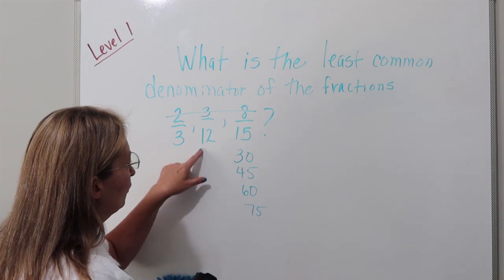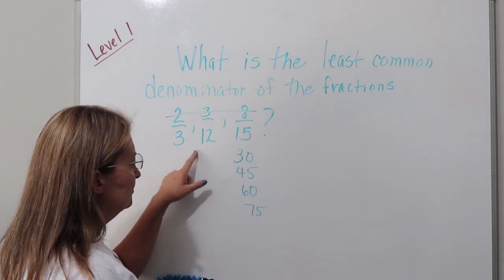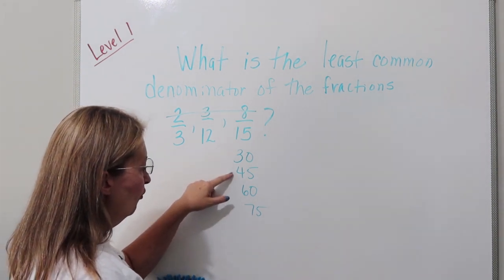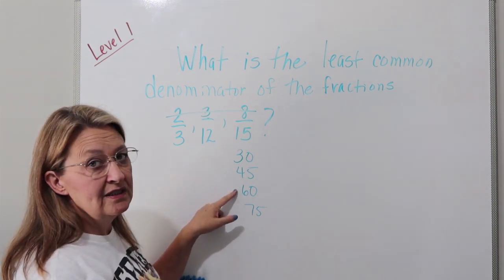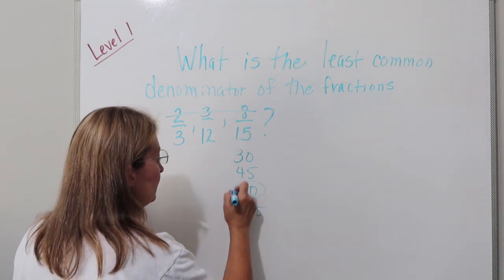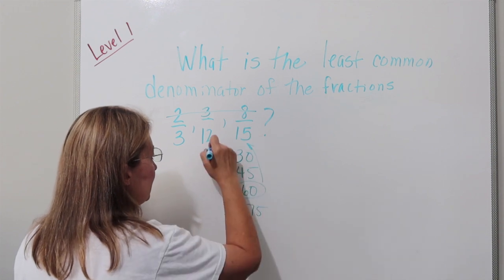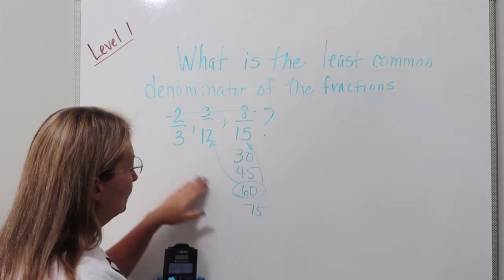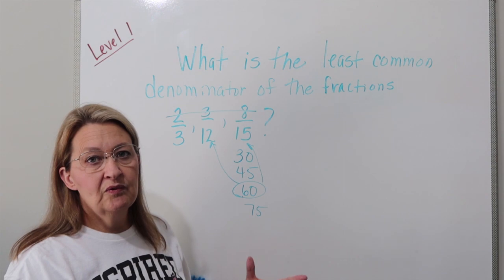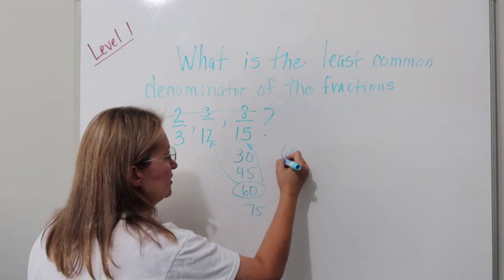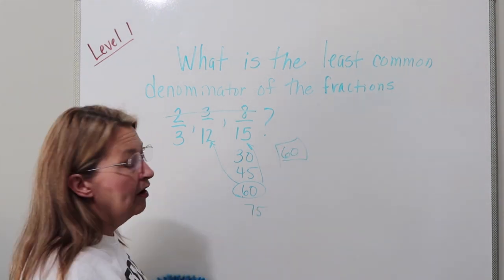Now we're going to check, will 12 go into any of these numbers? Well, it won't go into 30 or 45. It will go into 60. 12 times 5 is 60. So this number works for 15 and for 12. Will 3 go into 60? Yes, it will. So 60 is going to be your least common denominator.